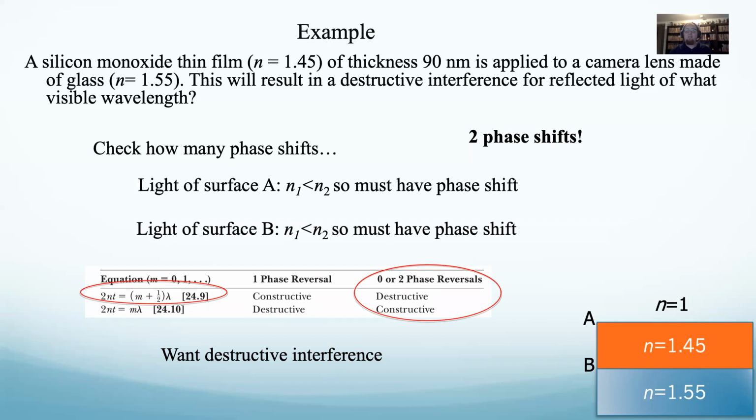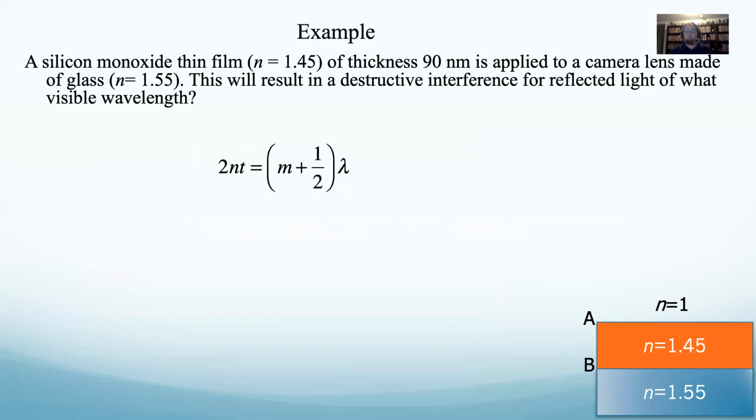So let's take that equation. Now, I ask what visible wavelength, but m can be all sorts of stuff. So let's just say m equals 0. Well, I'm not going to plug in m for anything yet. I'm just going to rearrange. If I want to solve for lambda, I'll just divide both sides by m and a half.